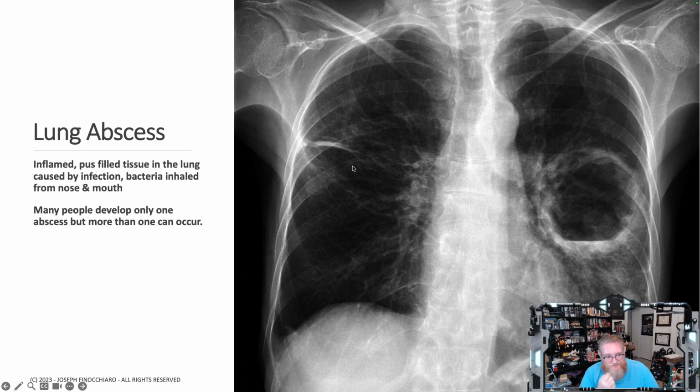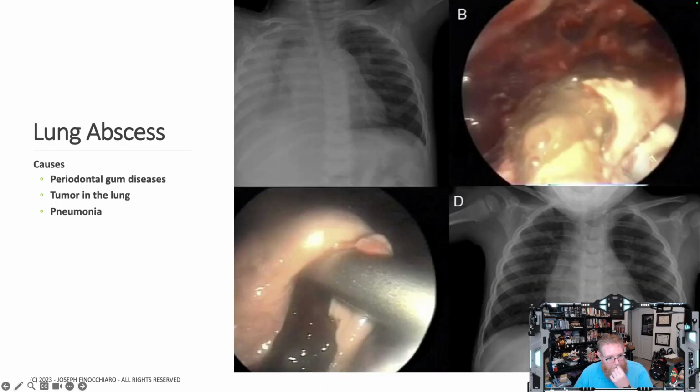Lung abscesses. Inflamed, pus-filled tissues in the lung caused by infection when bacteria is inhaled from the nose and mouth. Many people develop only one abscess, but more than one can occur. Causes for lung abscesses include periodontal gum diseases, so brush your teeth, floss, and use a quality mouthwash, tumor in the lung, and pneumonia.